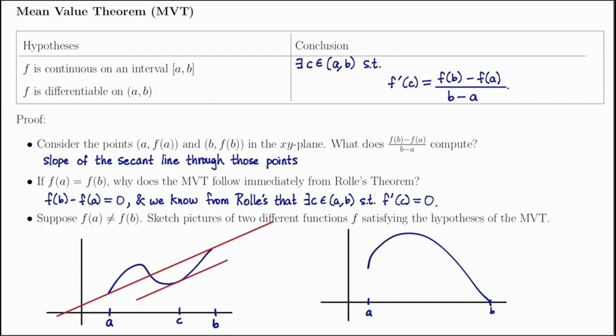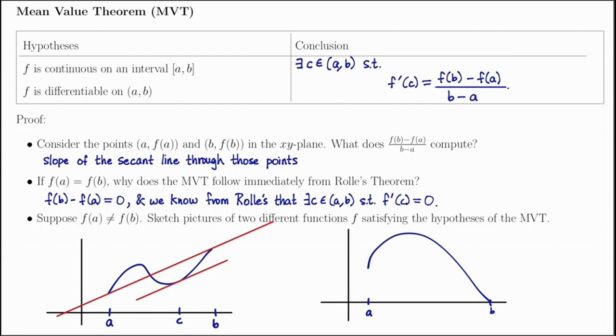Let me just identify one of them because, again, our conclusion doesn't tell us where c is, except that it's in the interior. It doesn't tell us how to calculate c, nor does it tell us how many possible candidates we could have for c. It just tells us that there's at least one. So here's one that works. At this point c, the slope of the tangent line is the same as the slope of the secant line through the endpoints. In other words, those two lines are parallel.